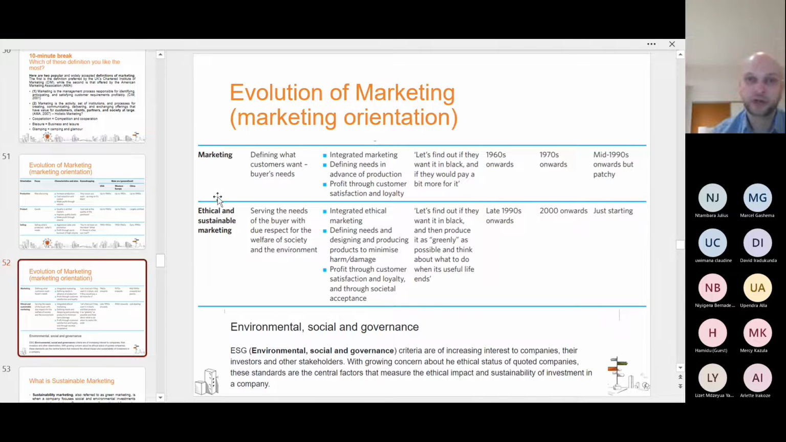The next, which is quite common nowadays as well, is marketing orientation. The key idea is described by this sentence: define what customers want and sell it to them. So here we have integrated marketing communications, the 4 Ps of marketing. I think you know them, right? Price, product.